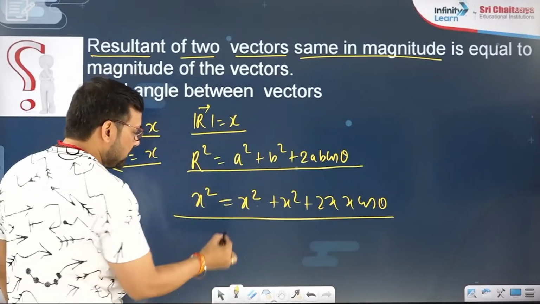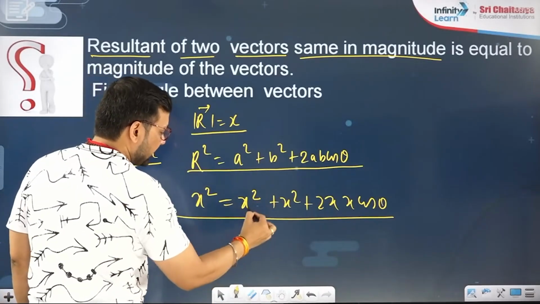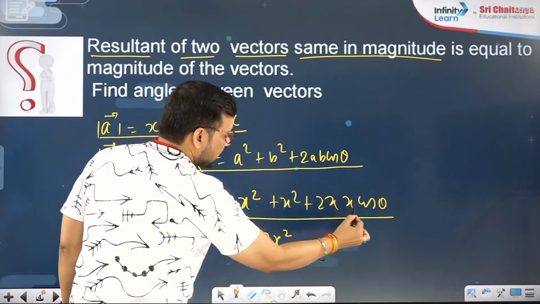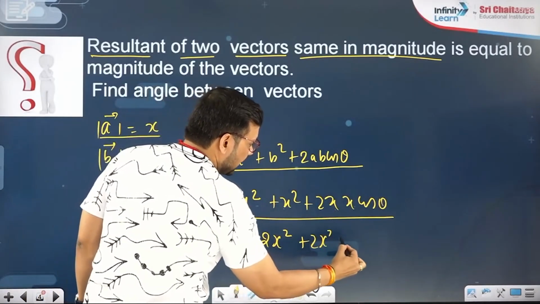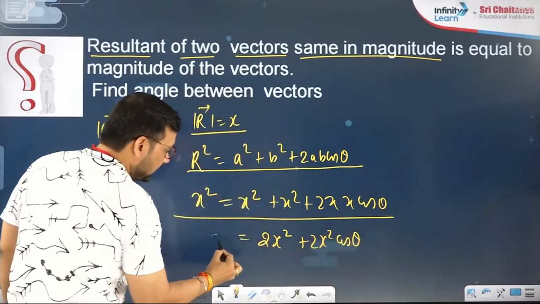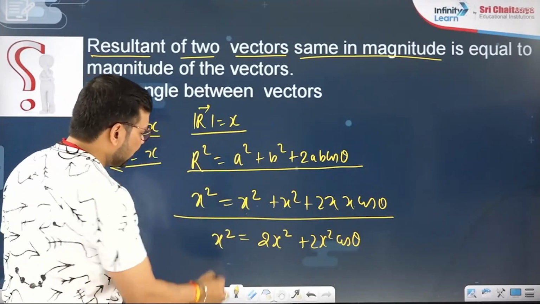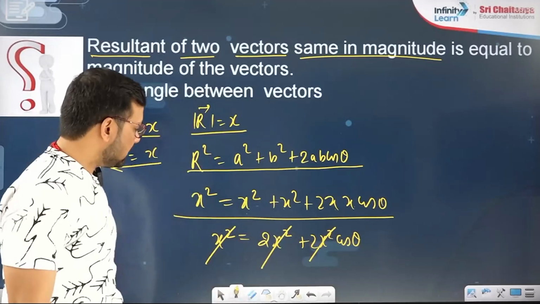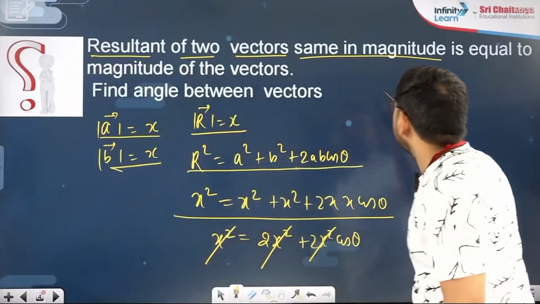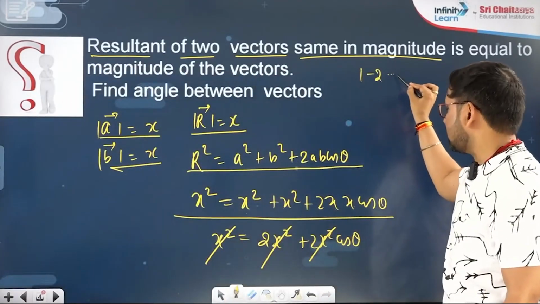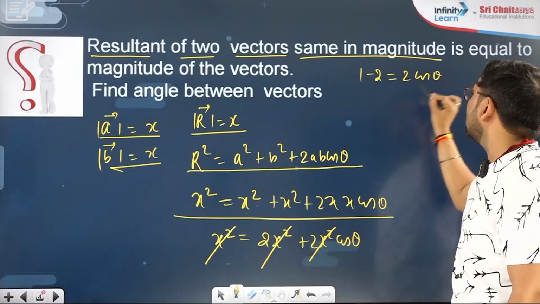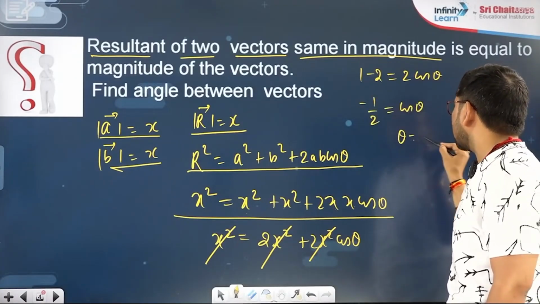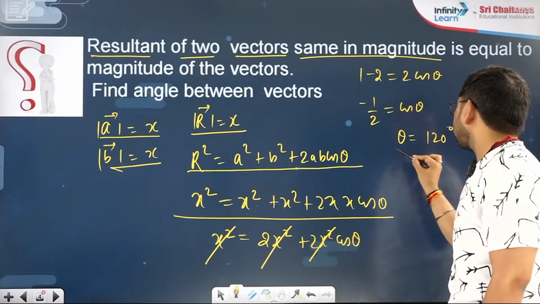After putting this data, what is coming on the right hand side? This is coming x square, 2x square. This is x into x, 2x square, and that will be multiplied by cos theta. Here is x square. Now I can cancel x square because it is common in all terms. Then I am left with 1 minus 2 is equal to 2 cos theta. Minus 1 by 2 is cos theta. And from here, theta is equal to 120 degree.